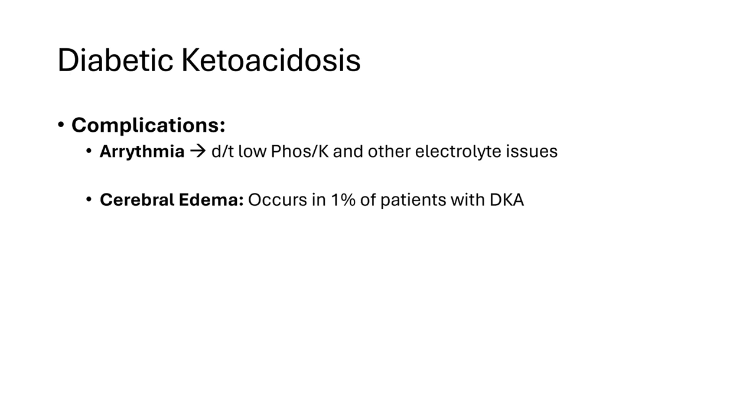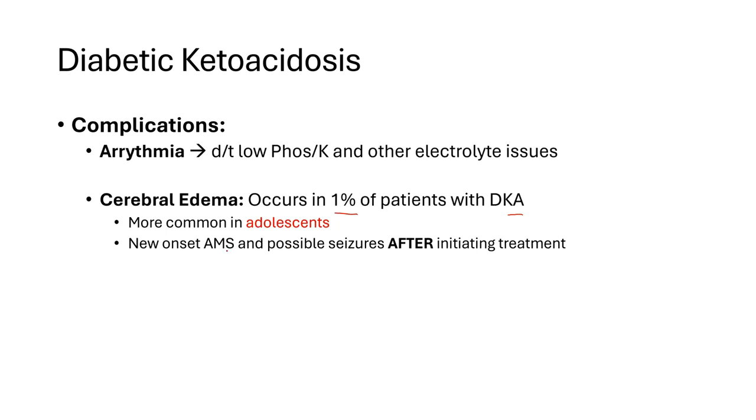Cerebral edema is a rare complication of DKA, but it does occur. This leads to swelling of the cerebrum in the brain. It is typically associated with younger individuals, so teenagers, maybe young 20s, and more so associated with the first-time event. What we will typically see is a new onset altered mental status and potentially seizures after initiating treatment for DKA. This typically occurs because we are correcting this too quickly.